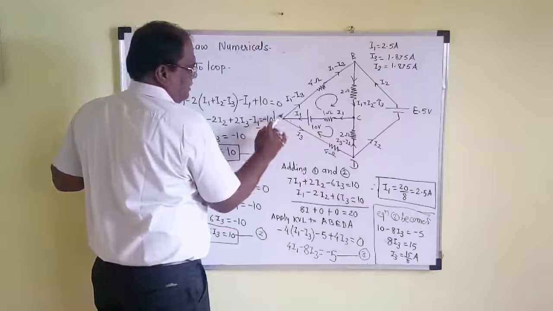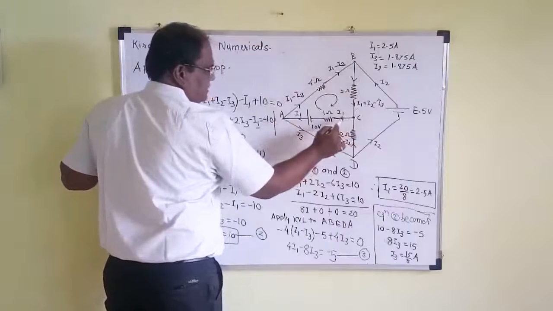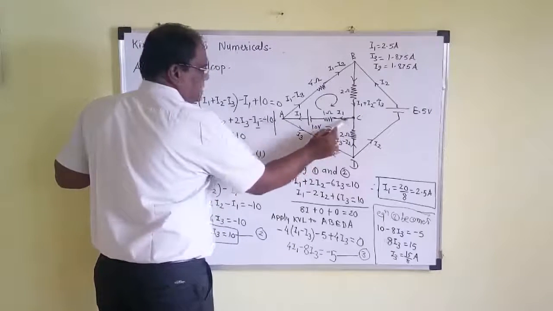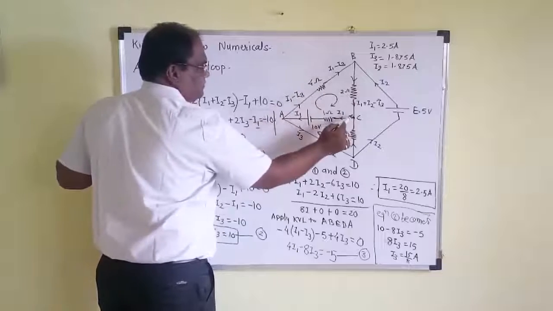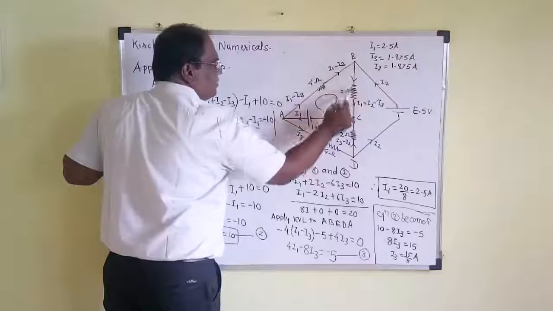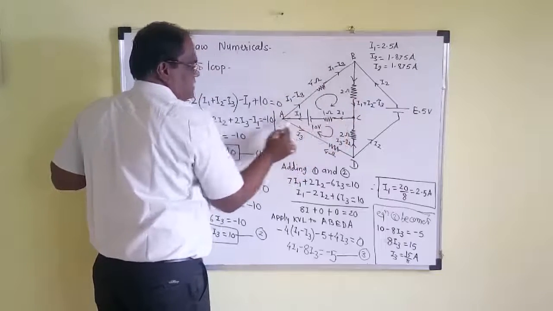A, B, C, and A. This is the loop. Now you are familiar with how to apply Kirchhoff's voltage law. See here, this is the loop A, B, C, A.